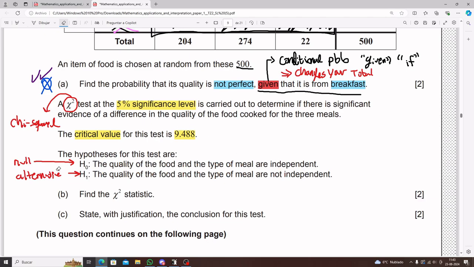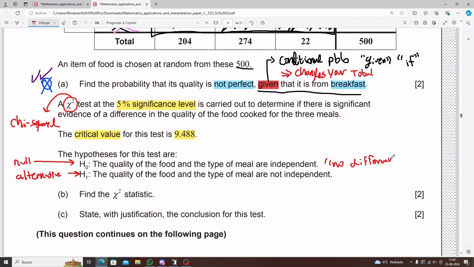And notice for H0, it's that quality of food and type of meal are independent. And so that's a little bit like there is no difference. See, well, for H1, if they're not independent, that means there is a difference. Okay? So notice that. Null is usually like no difference.